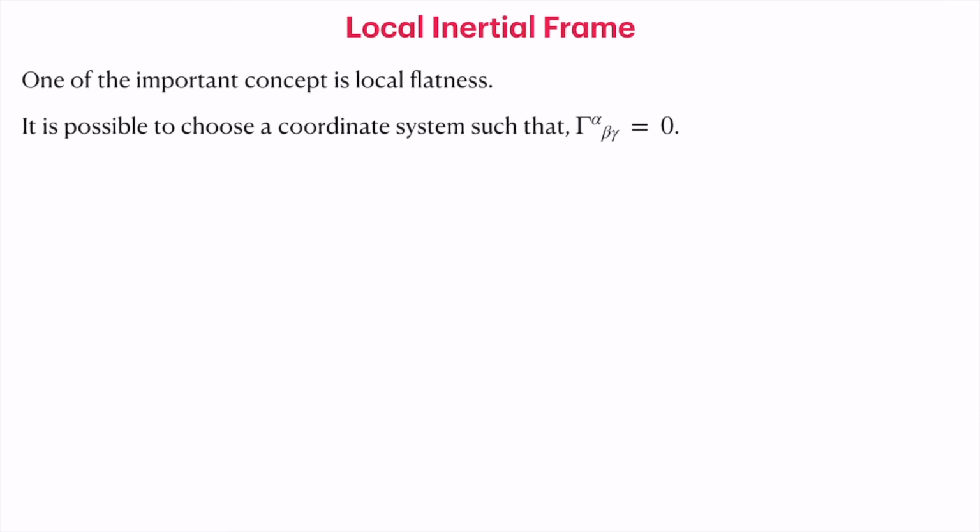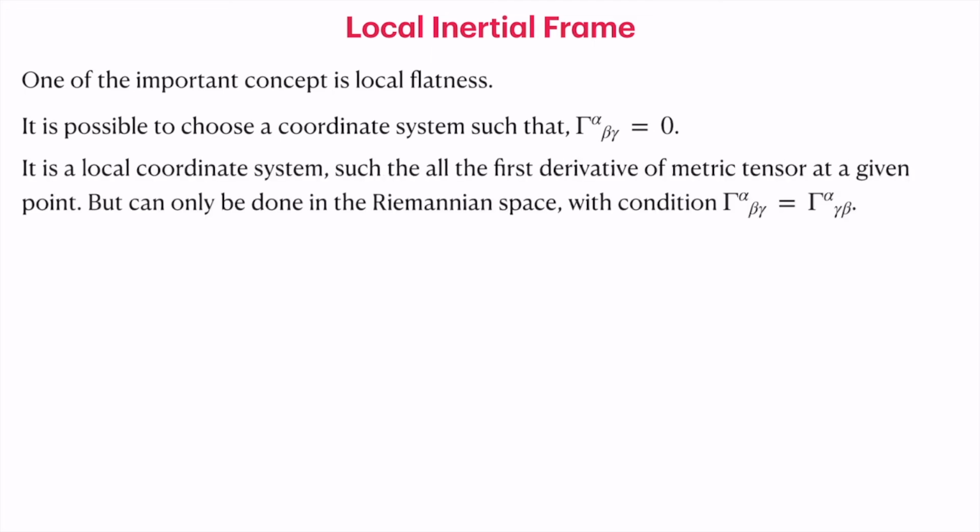This is possible only because gammas are not tensor quantities. If gammas were tensor quantities, then if it is 0 in one coordinate system, it would be 0 in all coordinate systems. Since we want a coordinate system locally where gamma is 0, while in general gamma need not be 0, we can specially construct such a coordinate system. Such coordinate systems are called local inertial frames. In the local coordinate system, either gamma is equal to 0 or the first derivative of the metric tensor has to be 0.